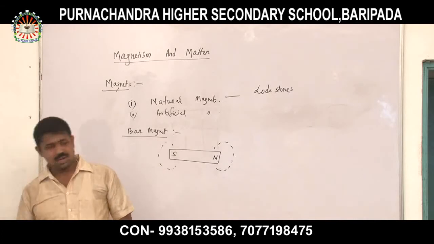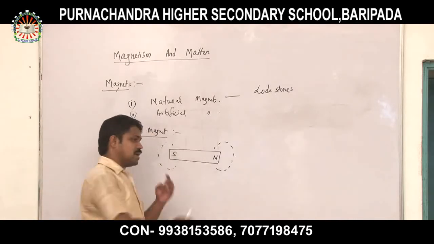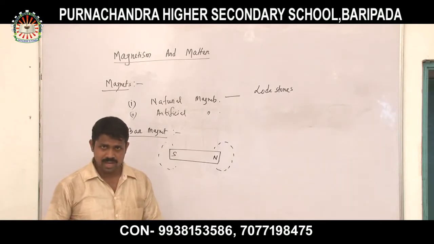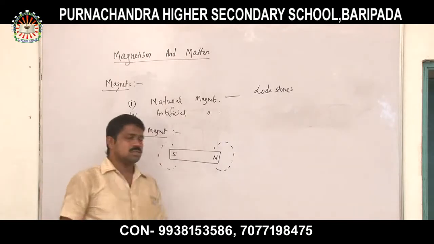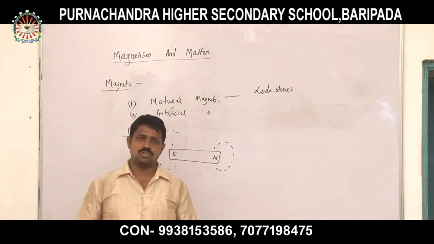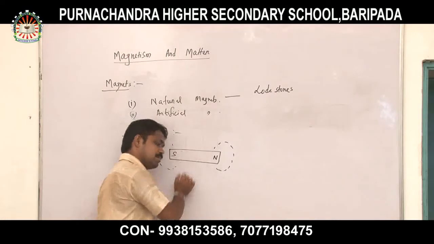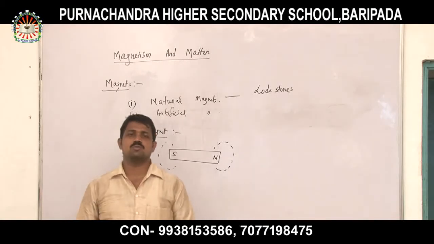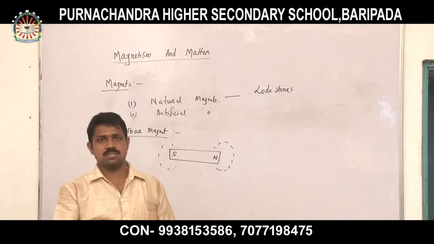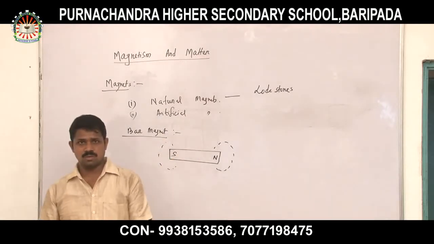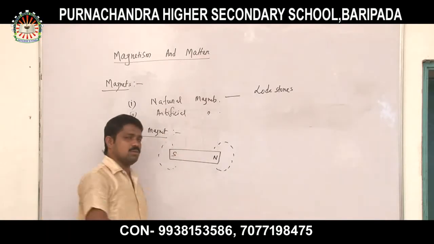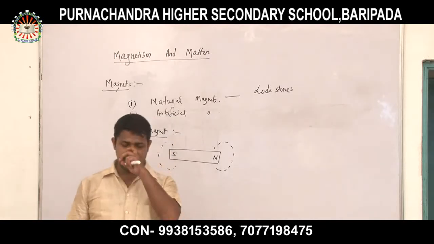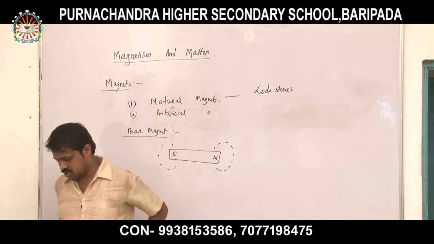Then another property is that if we divide this bar magnet into 2 halves or 3 halves or 4 halves, still the polarity does not change, because each piece still has 2 poles. One is the north pole, another one is the south pole. Because a monopole does not exist, just as discussed. However many parts you divide it into, you will get 2 poles. So a single pole of a magnet does not exist.